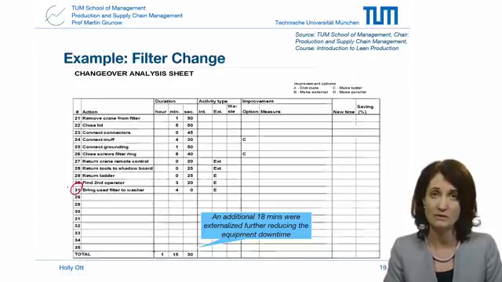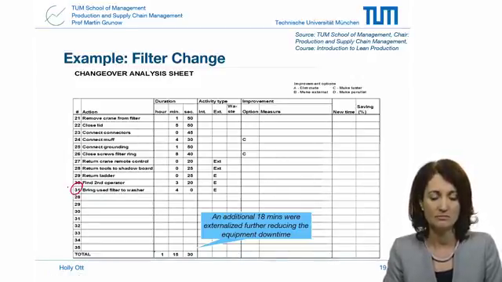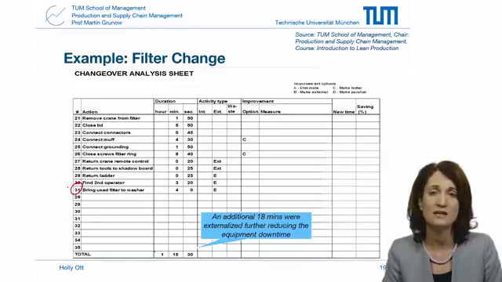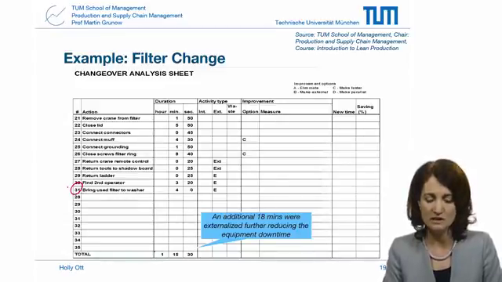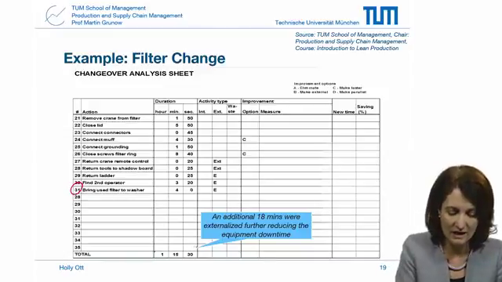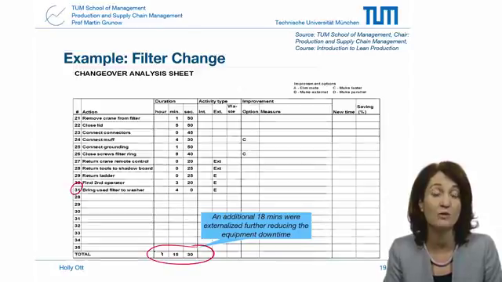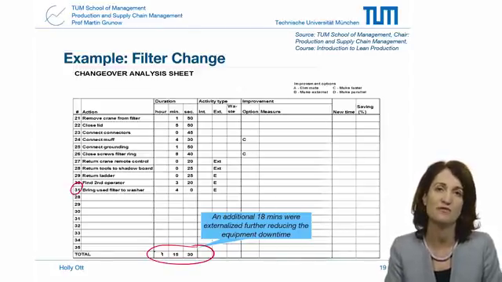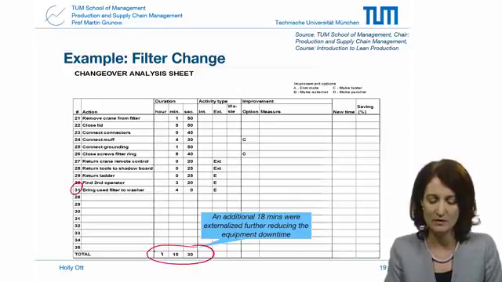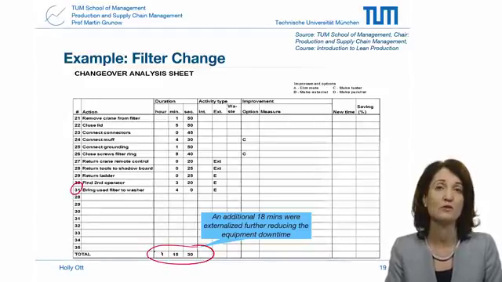But also what we've done here is look at each individual internal and external step and reduce any time that's needed. So even with this entirely new process, we've got a total of 1 hour, 50 minutes, and 13 seconds compared to the 1 hour, 49 minutes, and 40 seconds we had before. And in this example, there were an additional 18 minutes that could be externalized further, which reduced the overall equipment downtime very significantly.